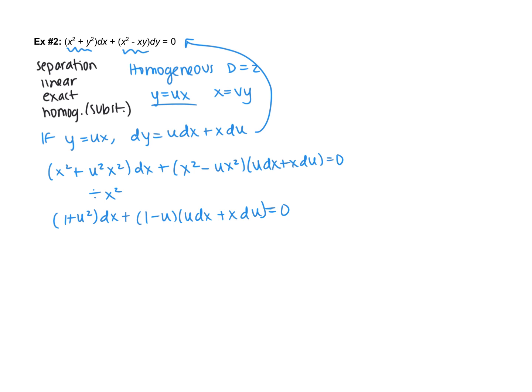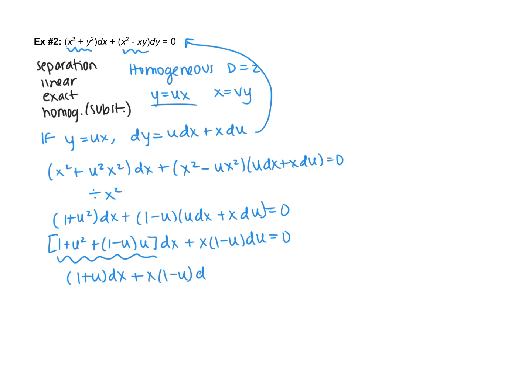Now is when we want to factor or group, make sure we get everything with dx together and everything with du together. So if we get our dx's together first, we have 1 add u squared, add 1 subtract u times u dx, add x multiplied by 1 subtract u du is equal to 0. So simplifying this right here, we get 1 add u dx, add x 1 subtract u du is equal to 0. All of that was to get us in a position where we can now separate.